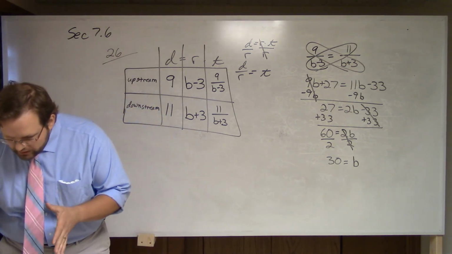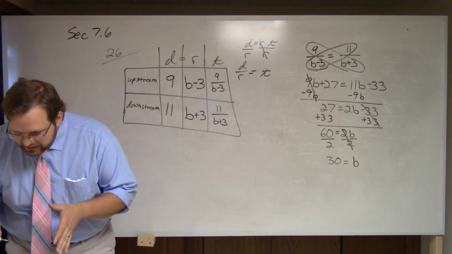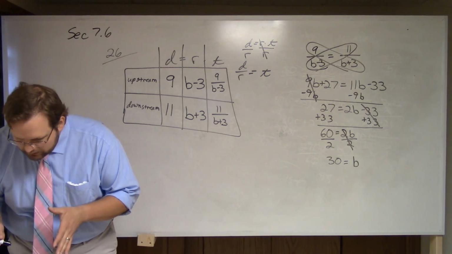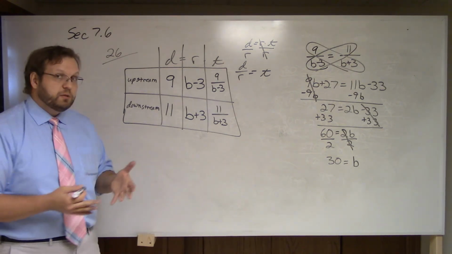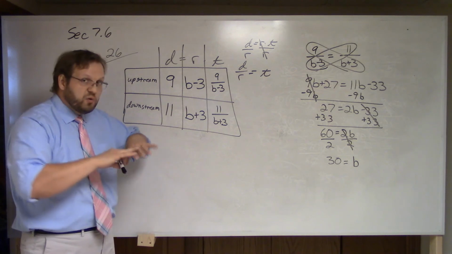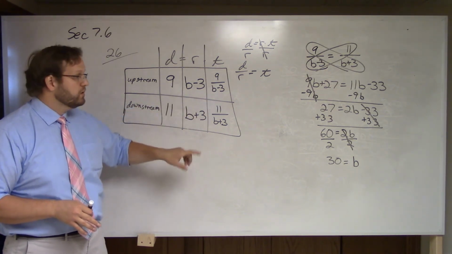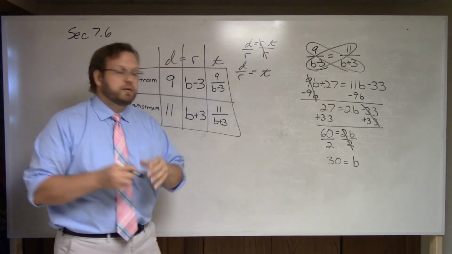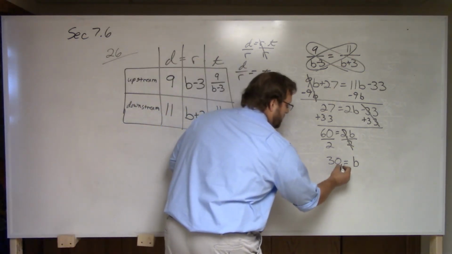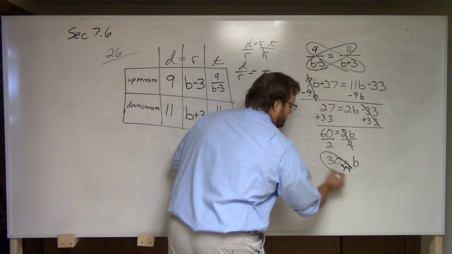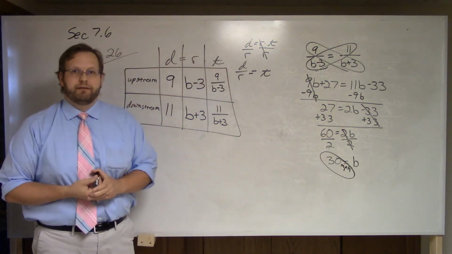The question was, find the speed of the boat in still water. Now, the speed of the boat in still water is when you don't have that current factored in. That's what the b stands for. That's what we found. So the speed of the boat is 30 miles per hour. And there you have it.